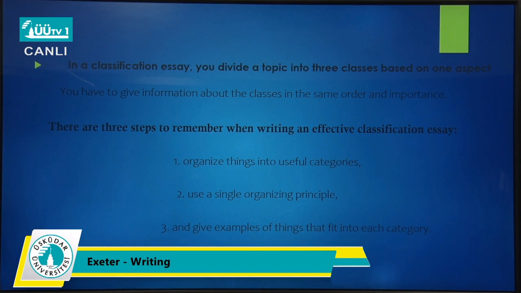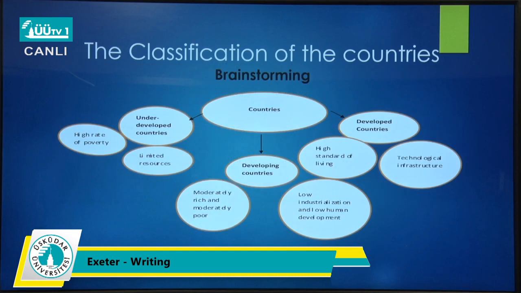Number one, organize things into useful categories. Second, use a single organizing principle. And the last one, you can give examples in order to fit the categories. So let's have an example. Here we have the classification of countries, of course based on their economic situation.